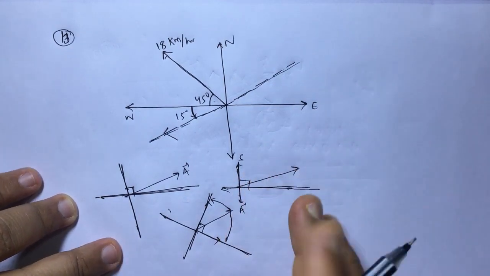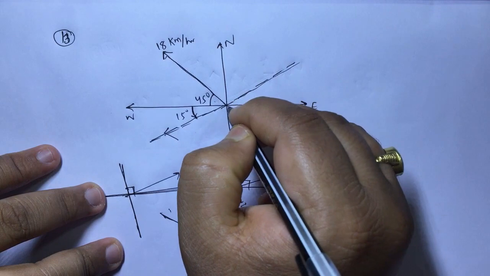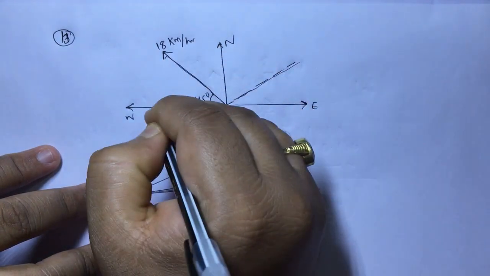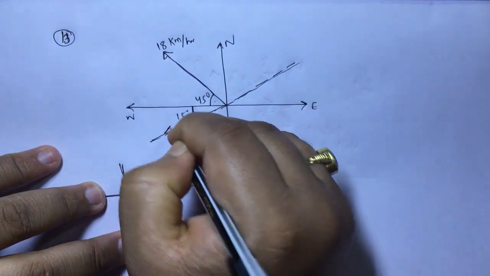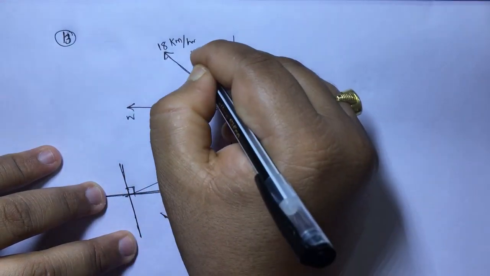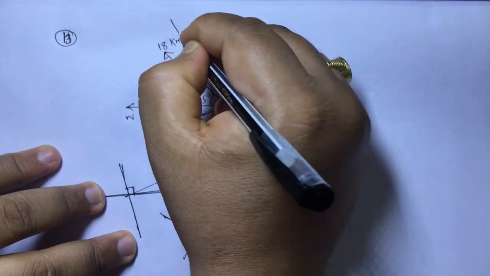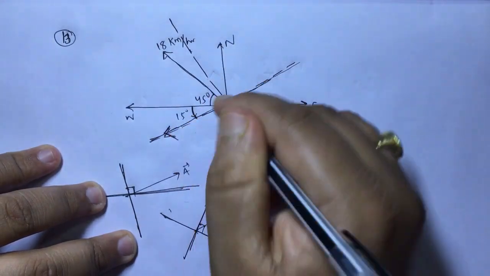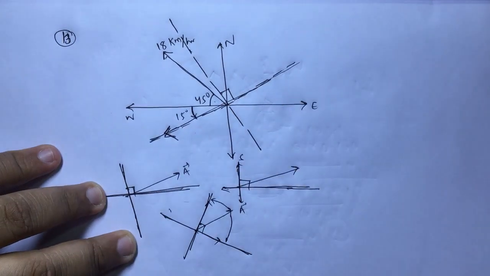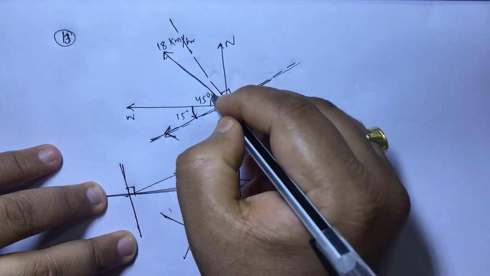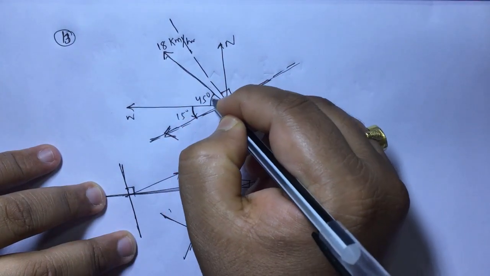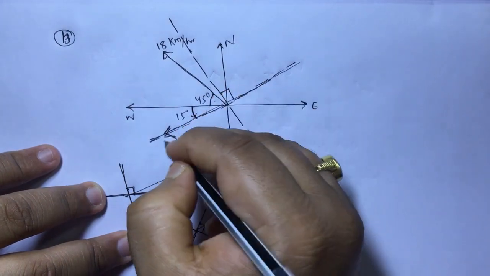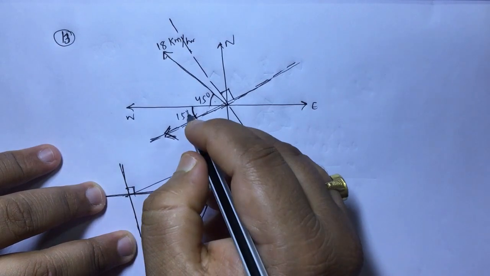Is it clear? So here it is not asked to find the component of 18 km per hour along these two lines. It is asked to find the component along this line and its perpendicular line. Its perpendicular line means this. This is the line perpendicular to the shore. So what will be its component? First you have to find the angle with the shoreline. What is the angle? This is 45, this is 15. What is the total angle? 60.